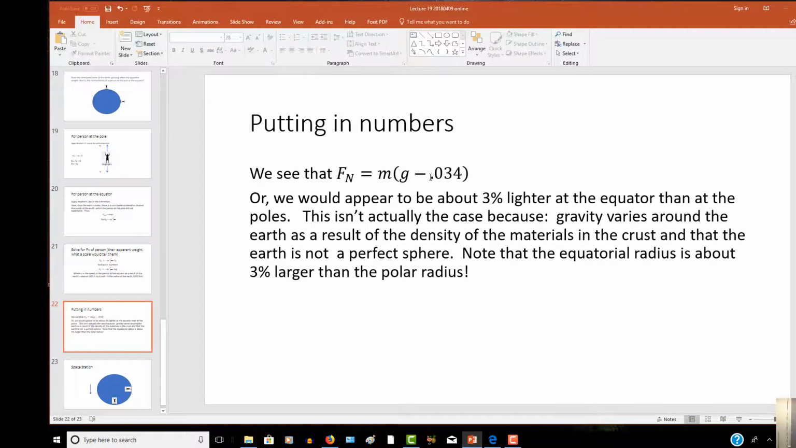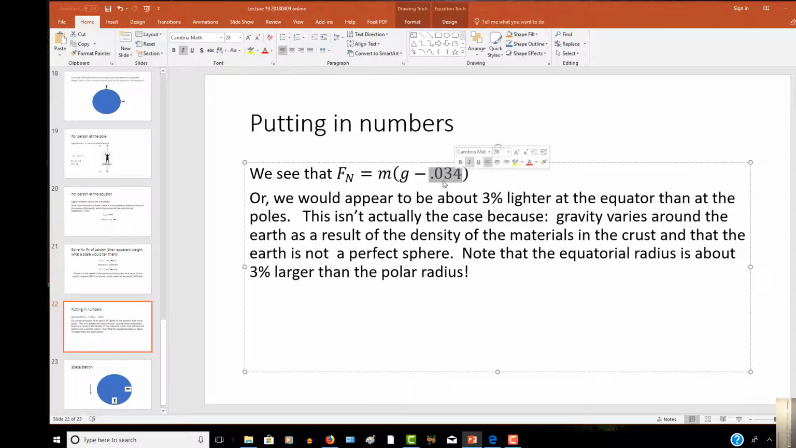That amount turns out to be 0.034. So the mass, I just factored that out. So we're only looking at the quantity v squared divided by r, where v is the 465 meters per second, and r is the radius of the Earth. If you subtract that from g, you will get what that person's apparent weight would be at the equator, and you'll see it'll be a tiny bit less. It's about 3% less at the equator than at the pole.